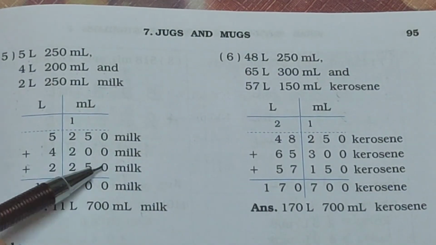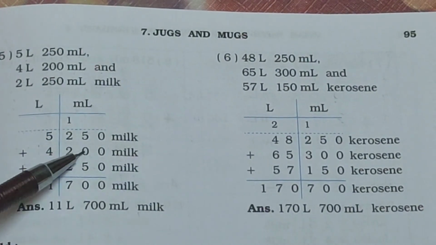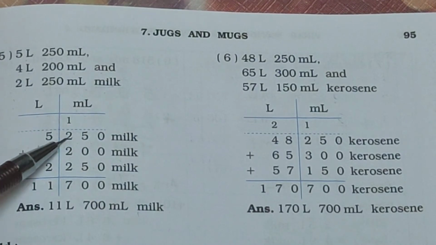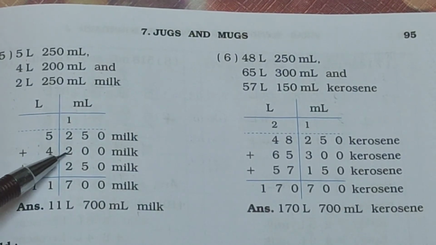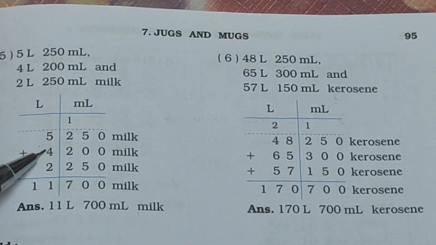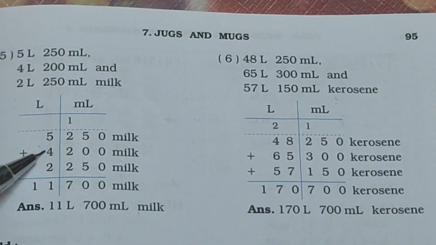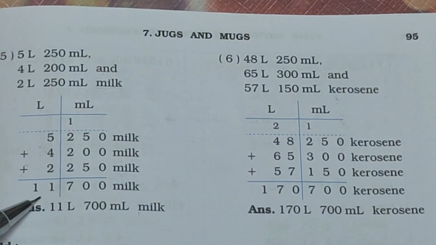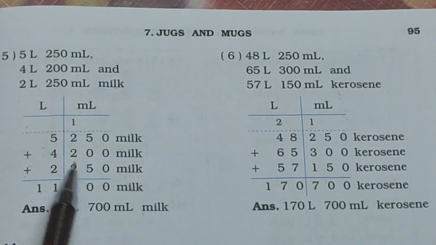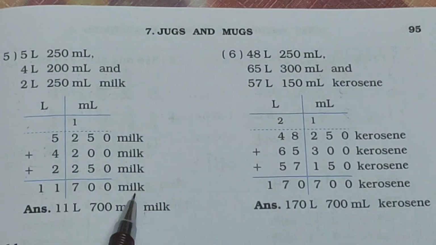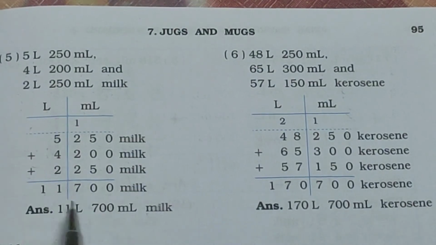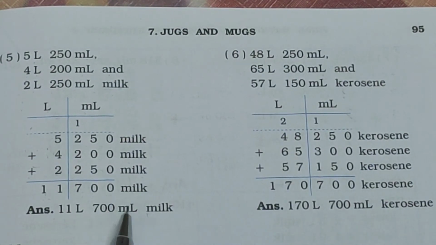0 plus 0 plus 0, 0. 5 plus 0, 5. 5 plus 5, 10. 0 here, carry 1. 1 plus 2, 3. 3 plus 2, 5. And 5 plus 2, 7. Now see, 5 plus 4, 9. 9 plus 2, 11. So 11 you have to write down in the liters column. Now this is 11 liter 700 milliliter milk. So in the answer you have to write down 11 liter 700 milliliter milk.